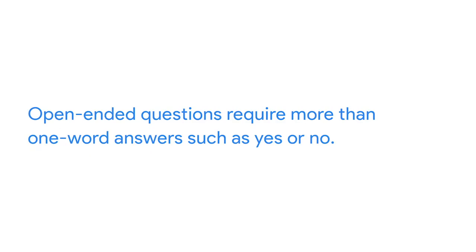So, how do you write effective survey questions that will address what you're trying to evaluate? There are two different types of survey questions you can ask: open-ended and closed-ended questions. Open-ended questions require more than one-word answers, such as yes or no. They ask respondents to answer in their own words. For example, what went well during the presentation? Or, what did you find most useful or interesting about the presentation? The point is that the respondent has to construct their own answer to the question rather than selecting from a list of predetermined answer choices.